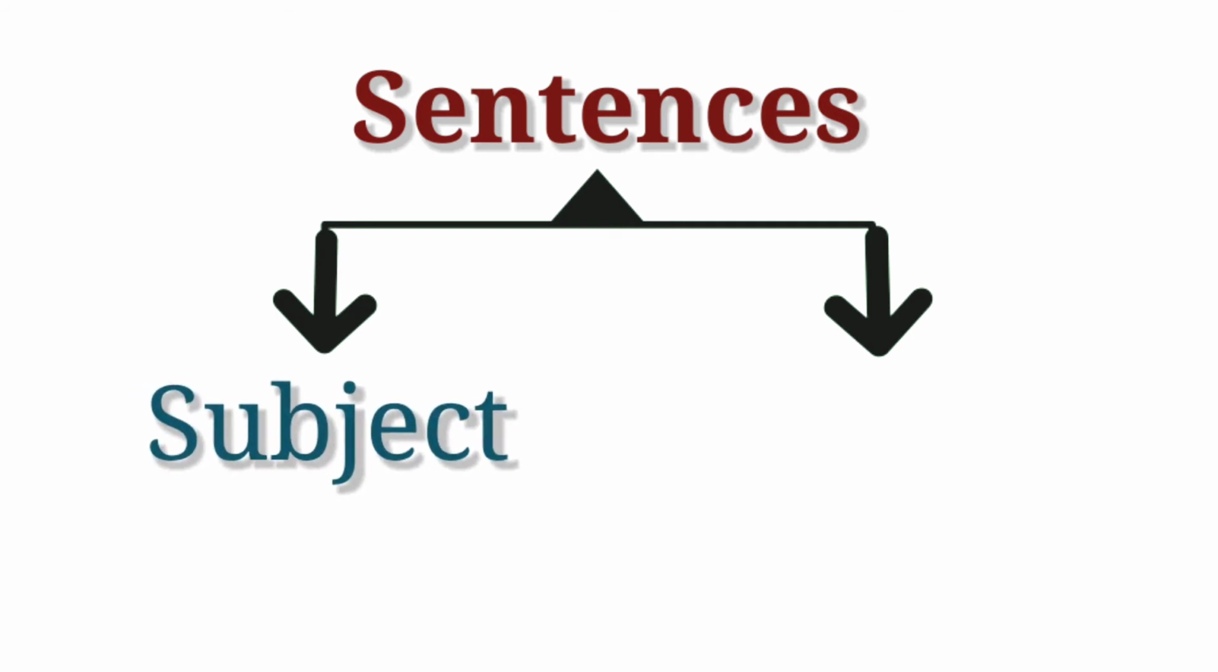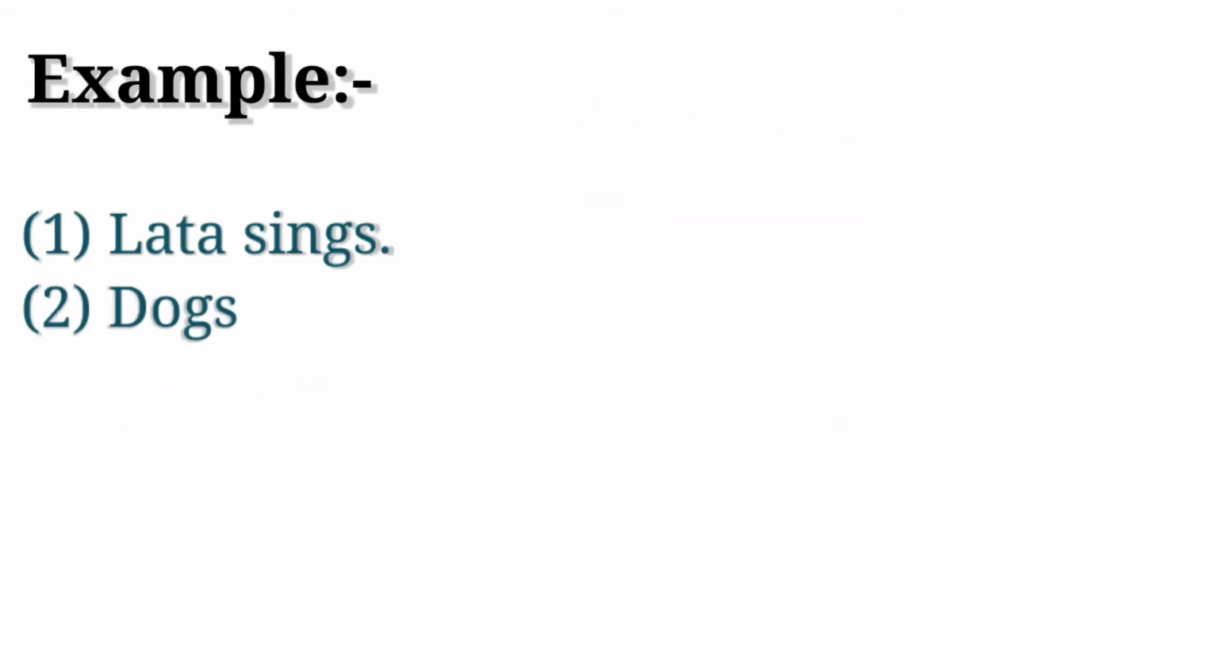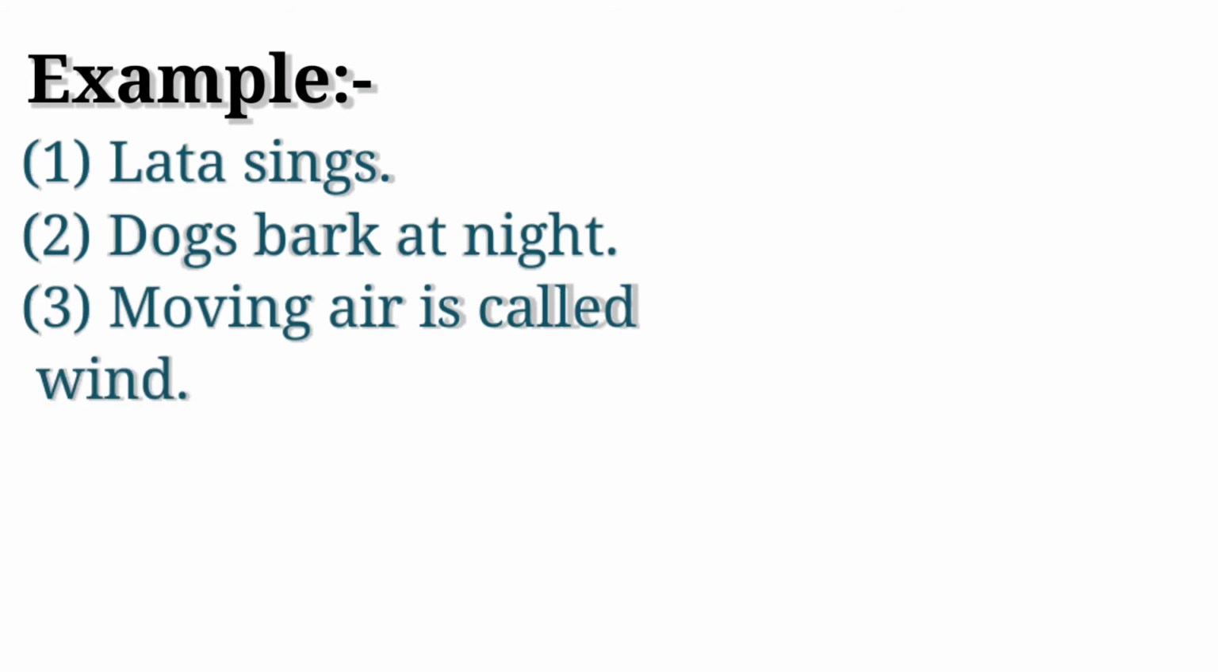Sentences are made up of two parts, the subject and the predicate. For example, Lata sings. Dogs bark at night. Moving air is called wind. Each of the above sentences has two parts. The part which names the person or thing that we are talking about is called the subject of the sentence. The part which tells something about the subject is called the predicate of the sentence.